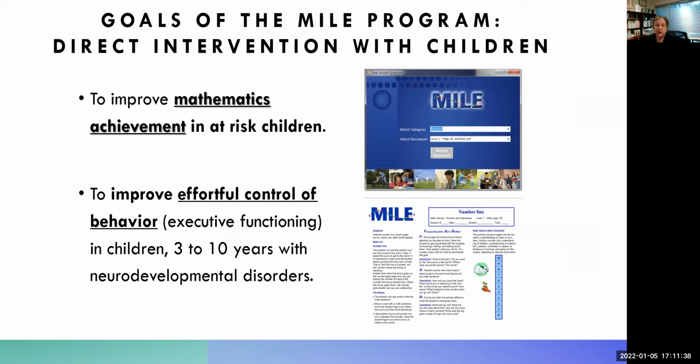The second element of the program is a direct intervention with the child. Our goal here was to improve mathematics achievement in children and to improve effort control of behavior by the child. There are a number of curriculum elements which we developed, which are designed to focus on specific areas of deficit at specific points in the developmental process.